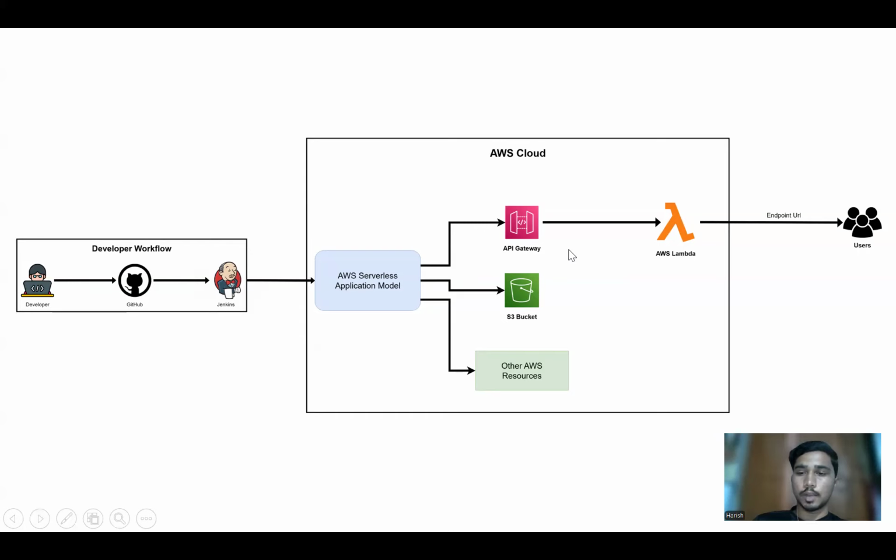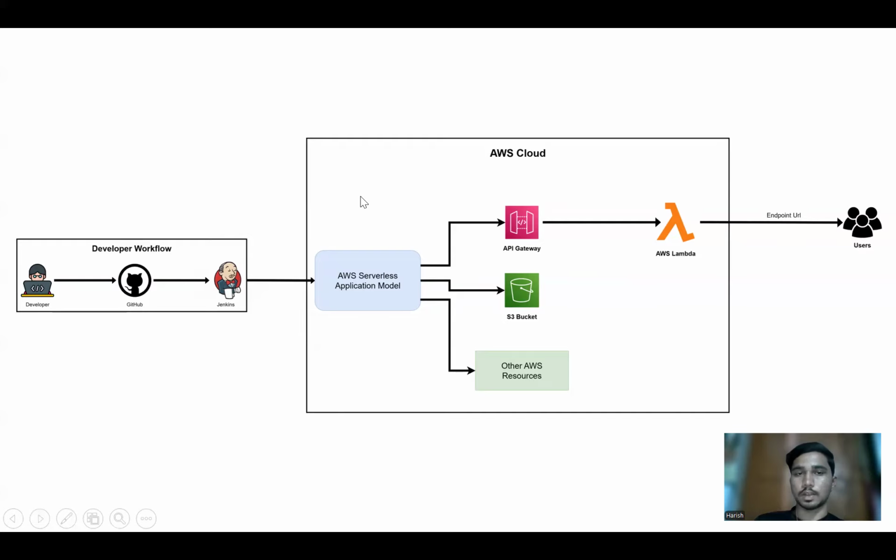So this is the AWS cloud. Once the application is deployed using AWS SAM, it integrates with multiple AWS services. So here you can see this is the API Gateway. It exposes an endpoint URL that allows users to interact with the application, and then AWS Lambda. It executes the backend logic when triggered by API Gateway.